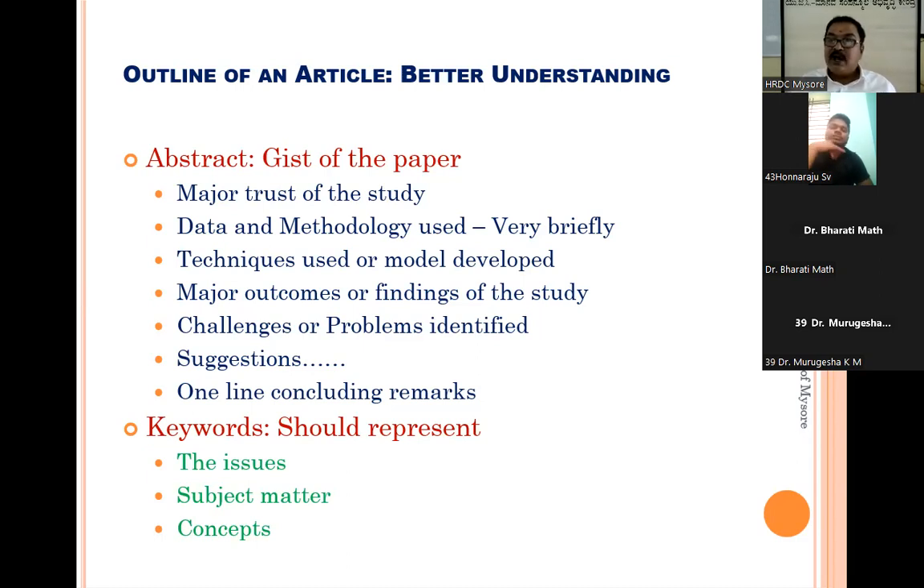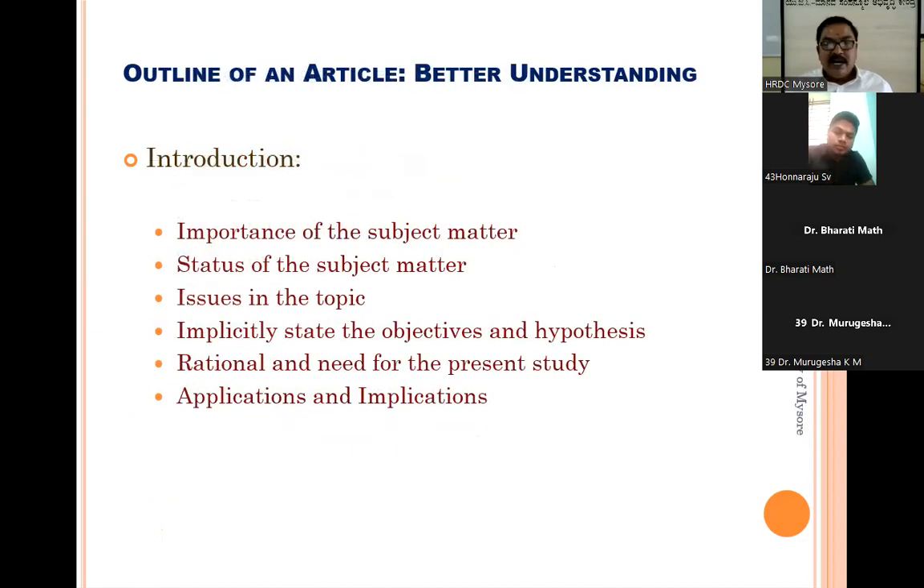And you can also give the concepts. If you have introduced a new concept or even an old concept, like consumption, give consumption; saving, you give saving. Just by putting that word, your paper has to be selected in the search, right? This is the purpose. And then the introduction.